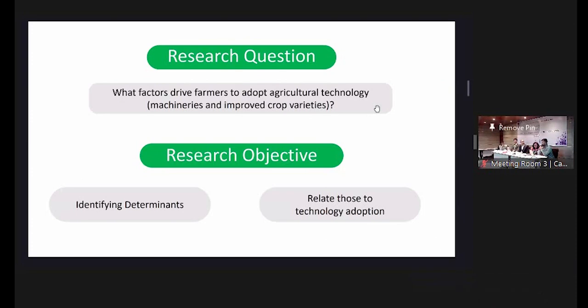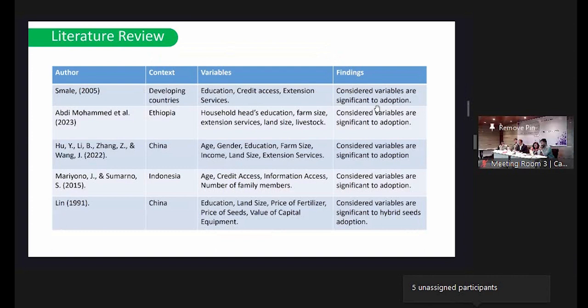Our research question is what factors actually drive farmers to adopt agricultural technology, and to reach our goal, we have set two different objectives. First of all, we have to identify some determinants that actually affect technology adoption, and then we have to relate those determinants to technology adoption. So these are some previous studies that have already been conducted on this theme, and we would like to explore the same theme in Bangladesh. We have taken more variables and found some similar and dissimilar significance compared to the studies conducted before.